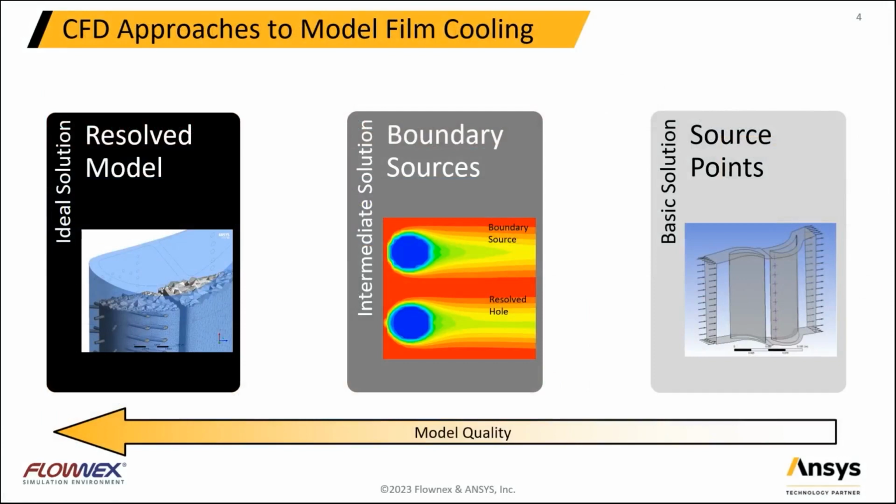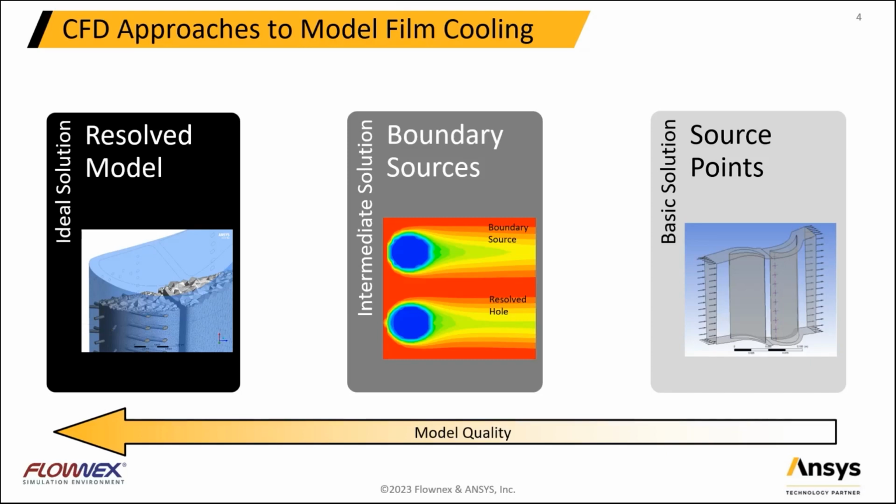This slide shows you the different approaches to model film cooling in CFD. On the left-hand side, there is the resolved model, which is something like the ideal model. All of the inner cooling channels and injection holes are resolved by the mesh itself. This is the most accurate model and allows to account for the conjugate heat transfer, but it isn't practical or just too expensive for the early design phase.